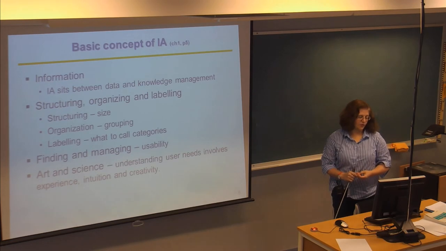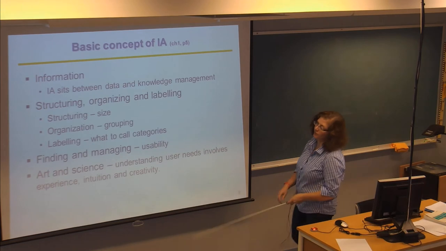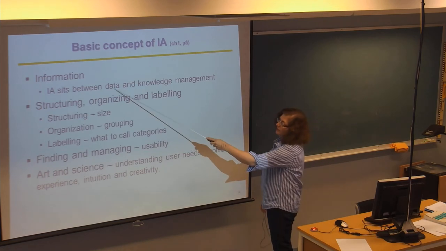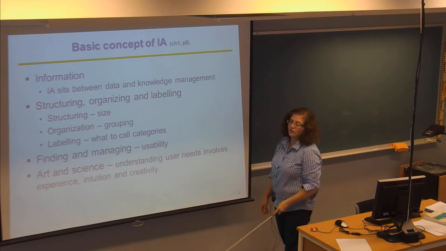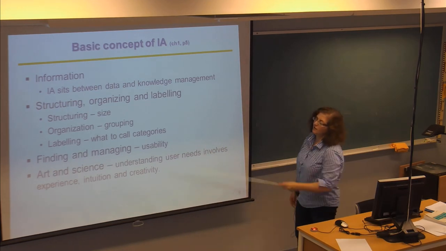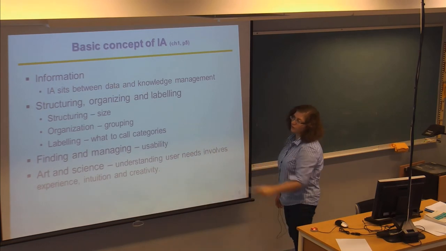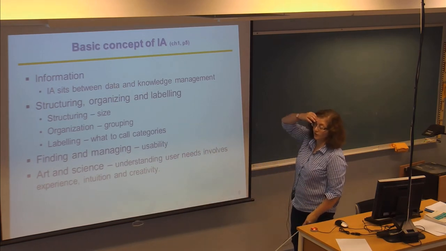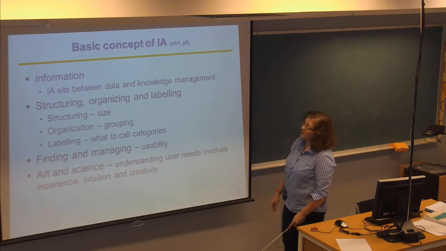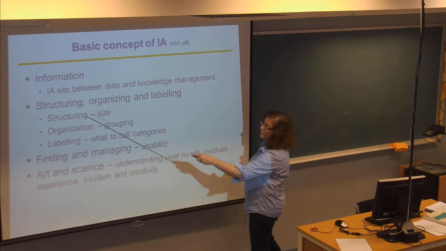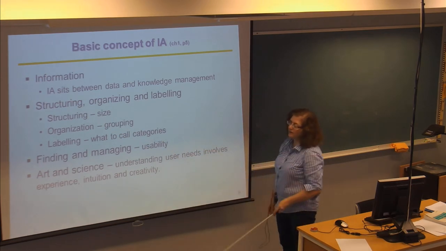Information architecture sits between data and knowledge management, and this is what we said before. Data is facts and figures, and knowledge is something people have in their heads. And information is how you organize facts and figures to make it useful for knowledge makers, for decision makers, to make use of the knowledge in their heads to make decisions. So it's about structuring, organizing, and labeling.